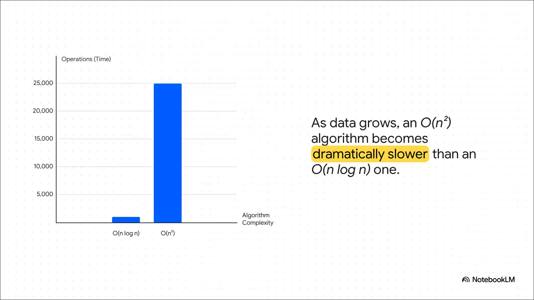And this chart really shows you why all that big O stuff matters so much. Look, when you've only got a handful of items, the difference is whatever. But as your data grows from hundreds to thousands to millions of items, that O of n squared algorithm becomes astronomically slower than the O of n log n one. This is literally the difference between an app that feels instantaneous and one that just freezes up.